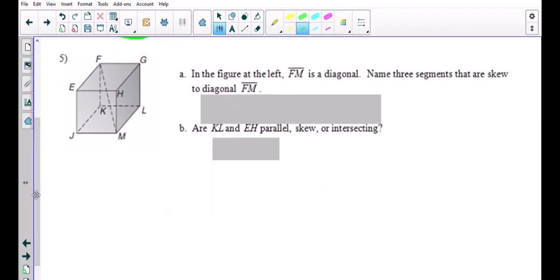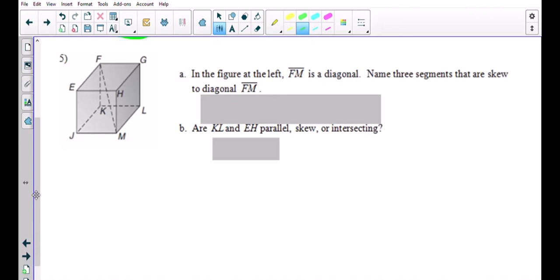So it says in the figure at the left, we've got a rectangular prism. FM is a diagonal, like we can have on a 2-dimensional shape. We can also have in a 3-dimensional shape. We want to name 3 segments that are skew to diagonal FM, so they're never going to intersect. We don't have any that are parallel in this case, so that's not really going to be an issue.